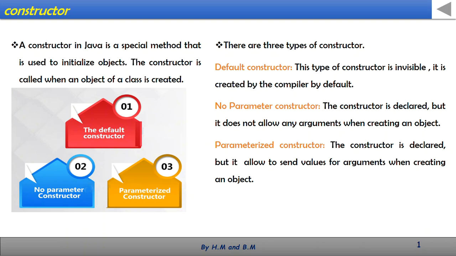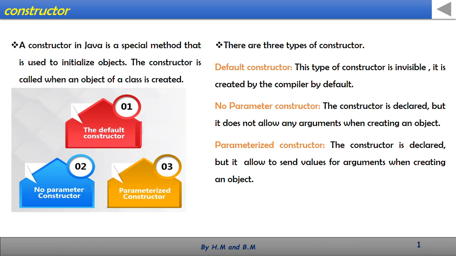The third one is the parameterized constructor. The constructor is declared by the user, and it allows us to send values for arguments when creating an object. So we can have a number of arguments declared, and we are expected to send values for those declared arguments when we instantiate an object.